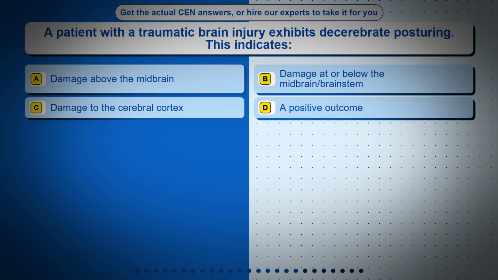Question 18. A patient with a traumatic brain injury exhibits decerebrate posturing.